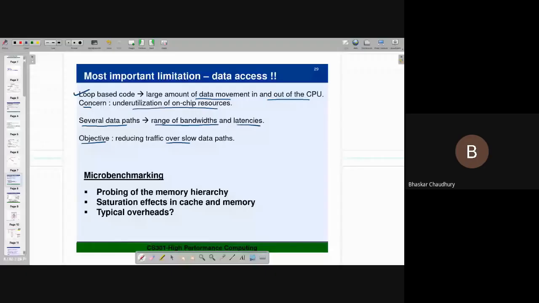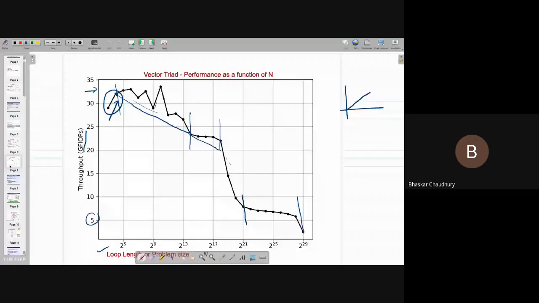Now the objective is, can we reduce traffic over slow data paths? Something must be happening that the slow data paths are coming into the picture, and that is bringing the overall performance down. That's where the optimization comes into the picture. So this is a little bit of summary regarding micro benchmarking. Micro benchmarks are small programs which are used for probing the memory hierarchy, to understand the saturation effects in cache memory and typical overload. Saturation is, you can see, sometimes it saturates and then again comes down.